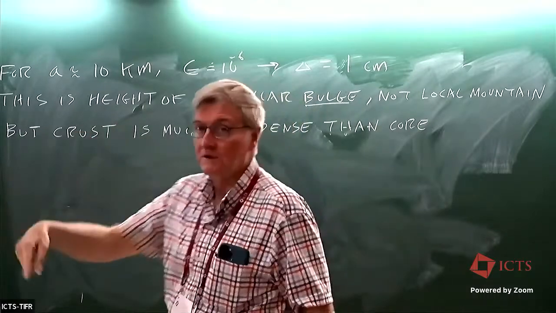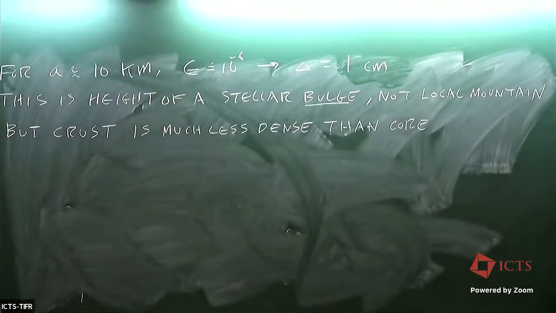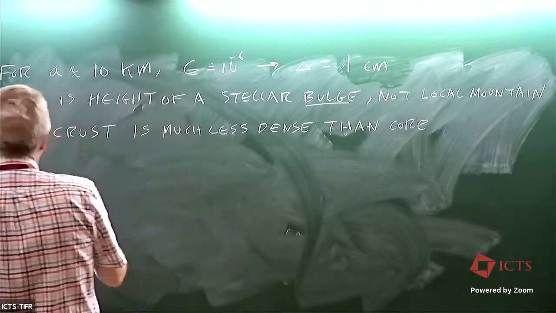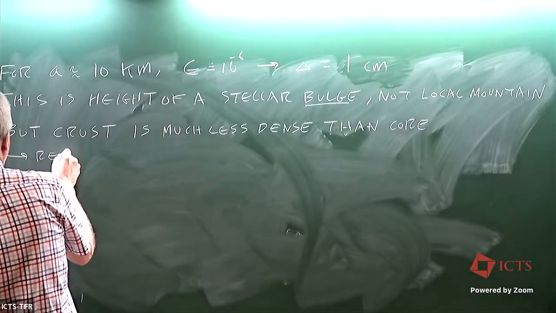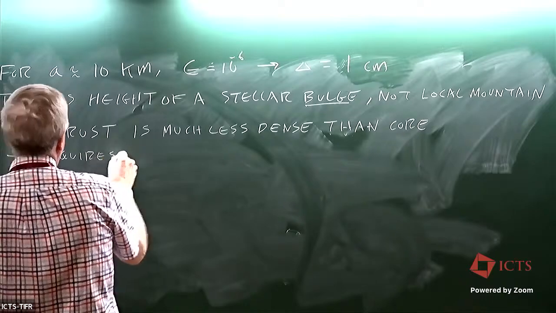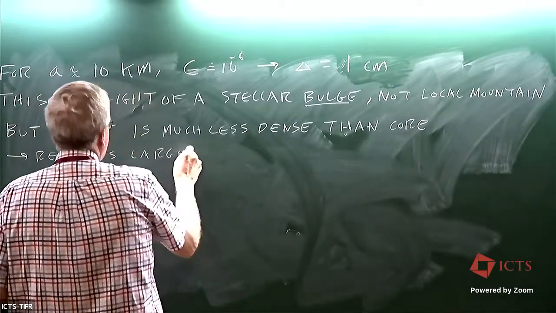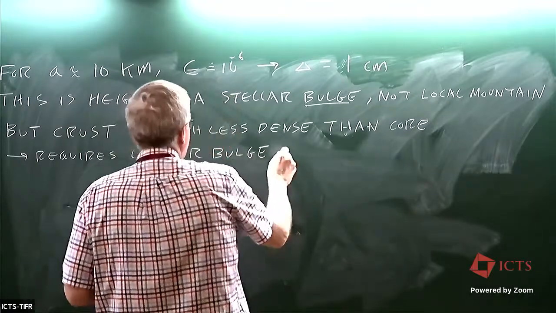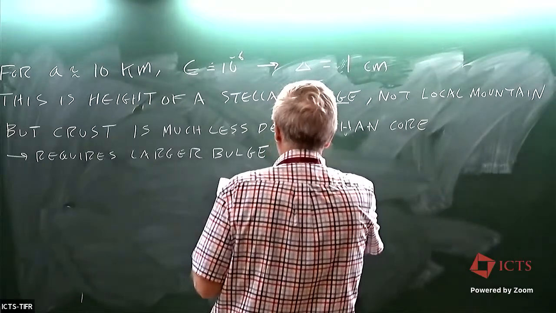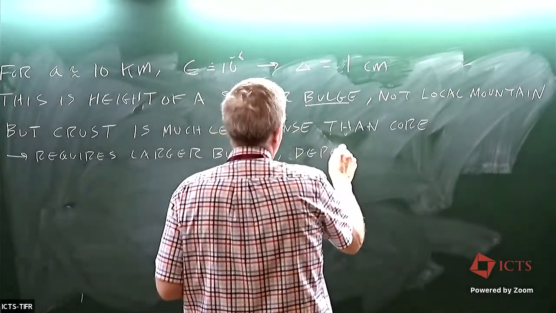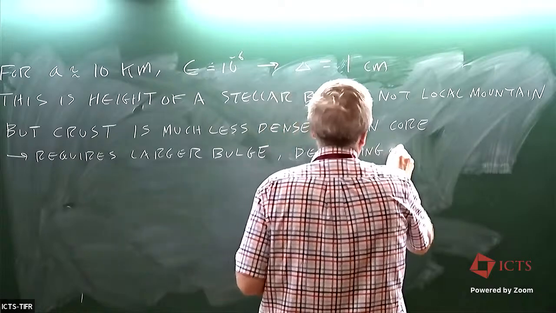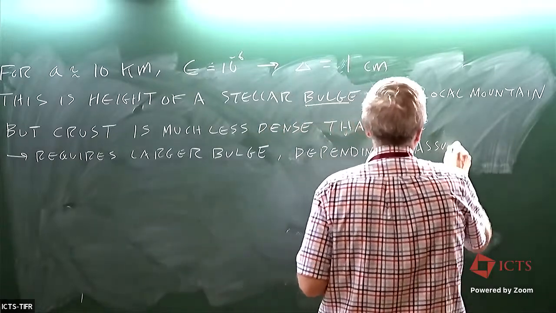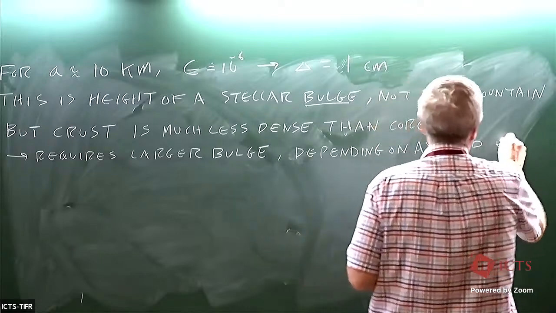This toy model assumed a uniform density throughout the star, but the crust is definitely less dense than what's in the core by a lot, depending on how deep in the crust you have this deformation. And so that requires, for the same ellipticity, a larger bulge. So something bigger than 1 centimeter. And of course, that depends on whatever your assumed equation of state is.